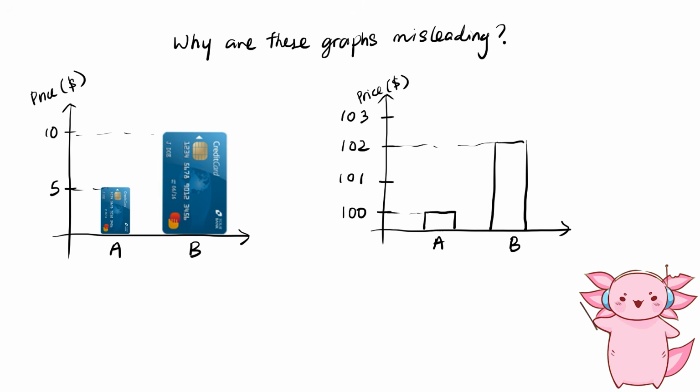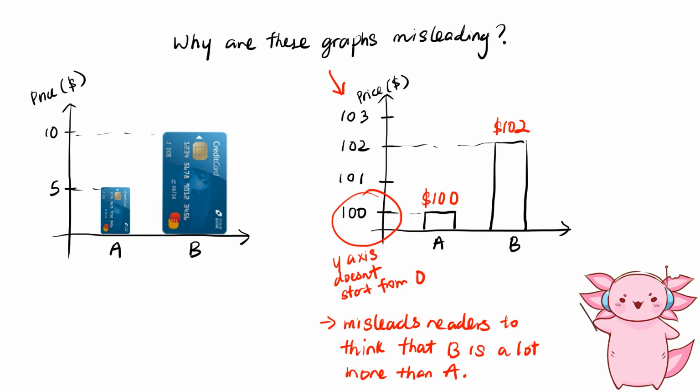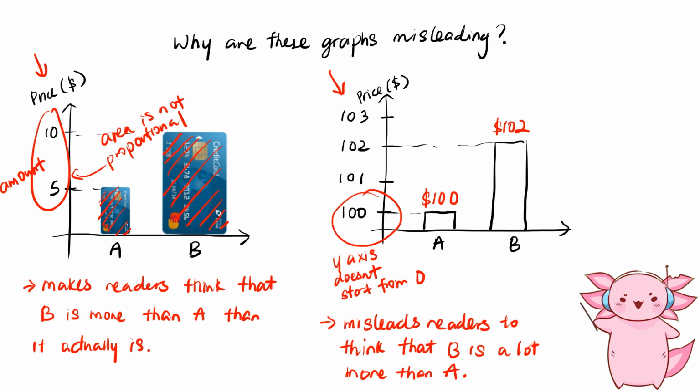This kind of "why is the graph misleading" question has gotten more and more popular in the O-levels over the past few years. And there's usually two kinds. The problem with the first one here is that the y-axis doesn't start from 0. And even though A is $100 and B is $102, it looks like B is way more than A. For the other kind, it's because the area here is not proportional to the amount of money, which again makes people think that B is way more than A.